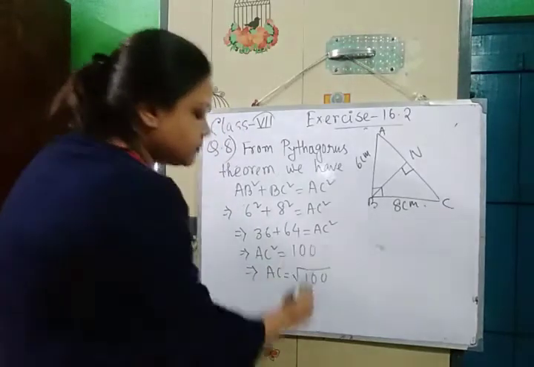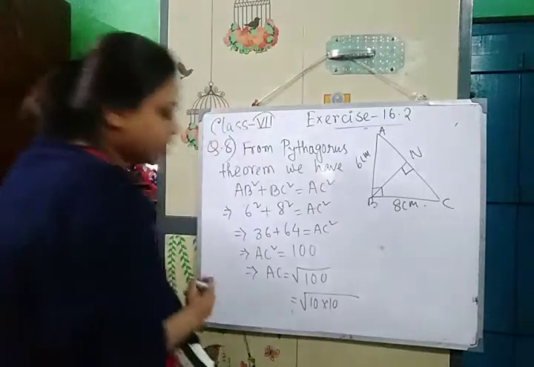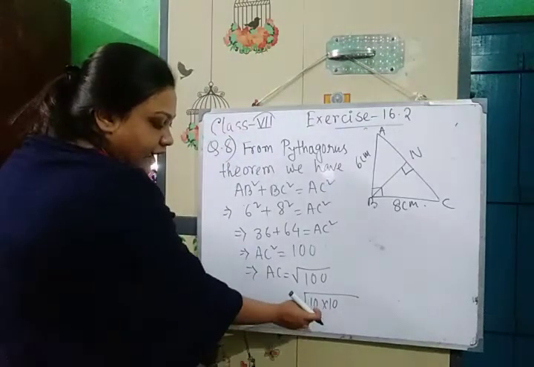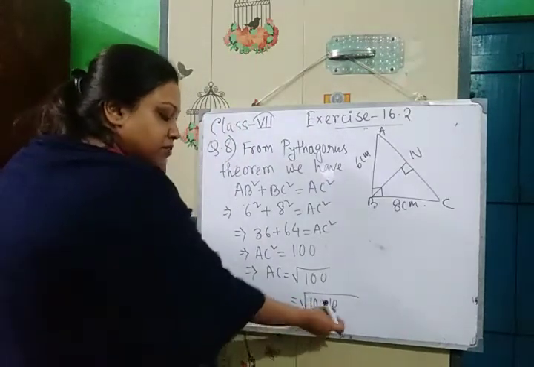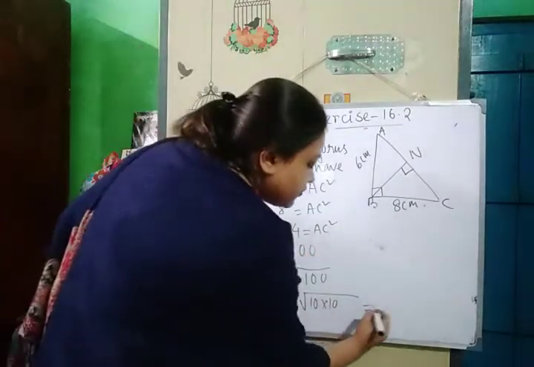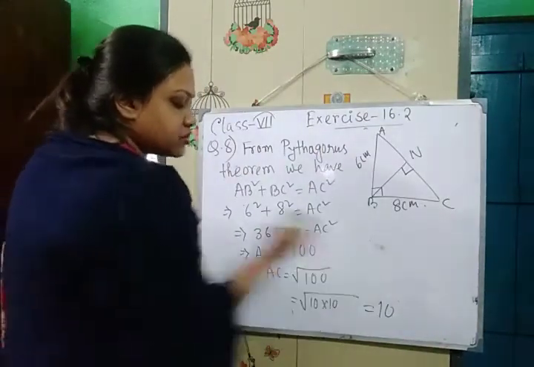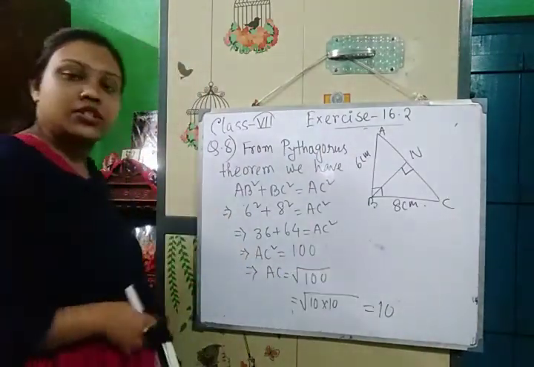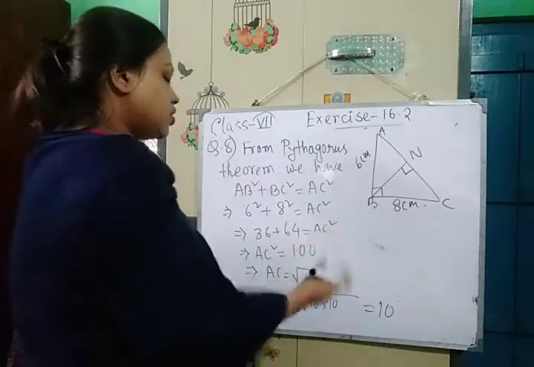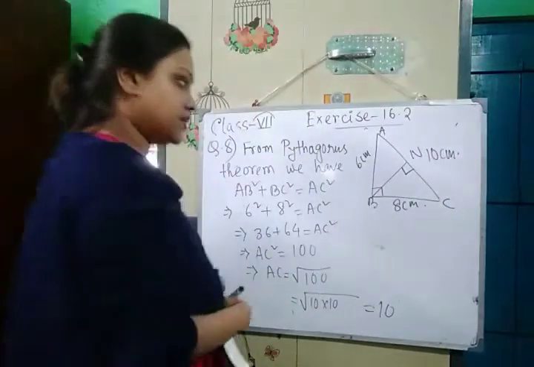So root over 100 means in the root we can write 10 into 10 in place of 100. So when we write 10 into 10, two same numbers we multiply in between a root, when we omit the root, one number will come out. So it will be 10. So root over 10 into 10 equals to 10 only, or root over 100 equals to 10. So the length of AC we now know is 10 centimeter.